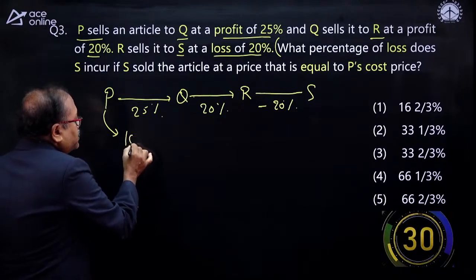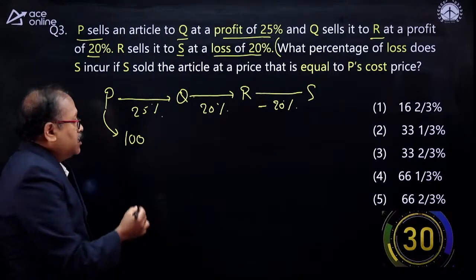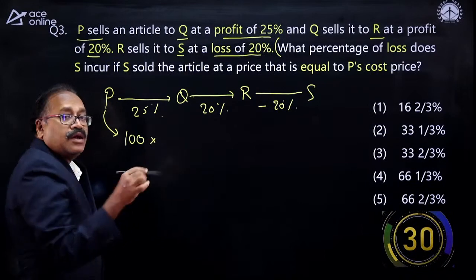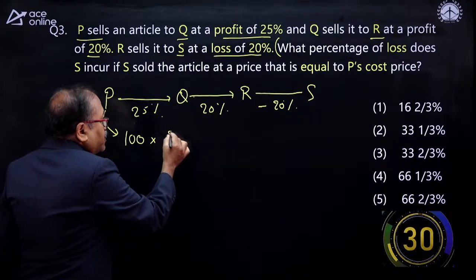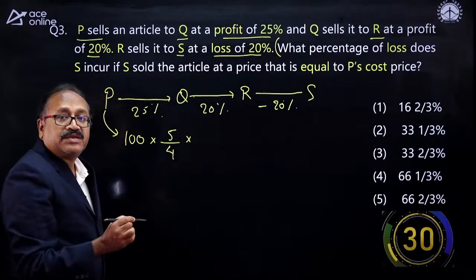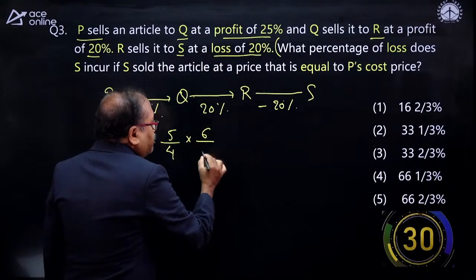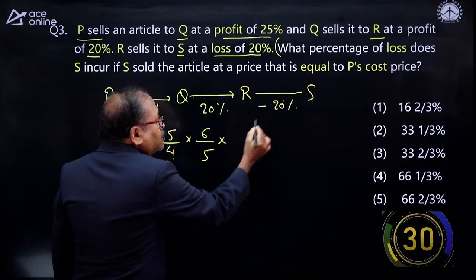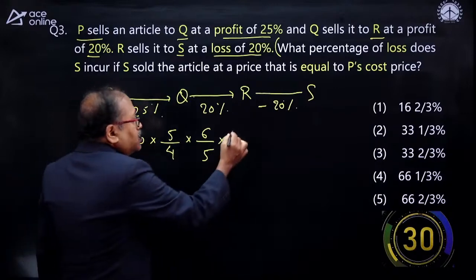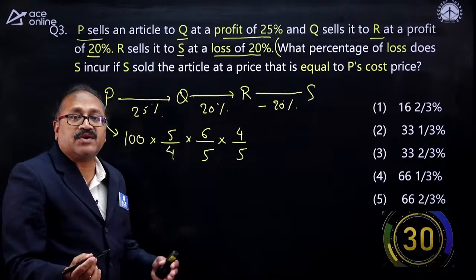So here if this is 100, then what will be the cost price of S? The cost price of S is 125 by 100, which is 5 by 4, into a profit of 20% again, that is 120 by 100, which is 6 by 5. And there is a loss over here: R sells at a loss of 20%, that means 80%, so it is 4 by 5. So this is the cost price of S.